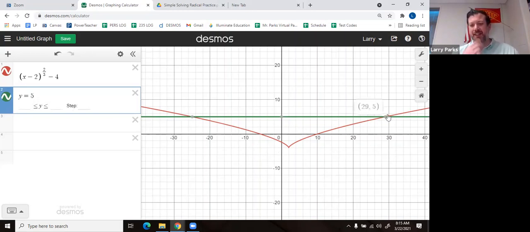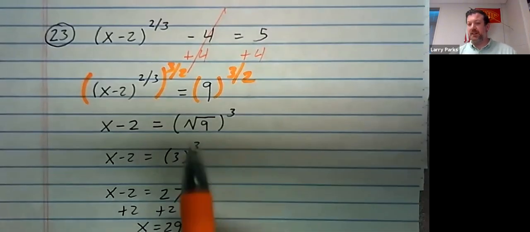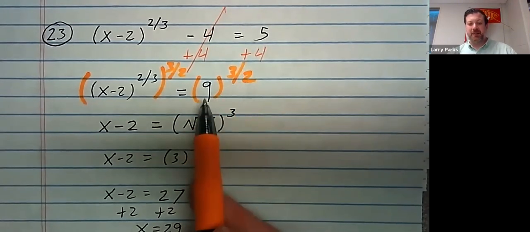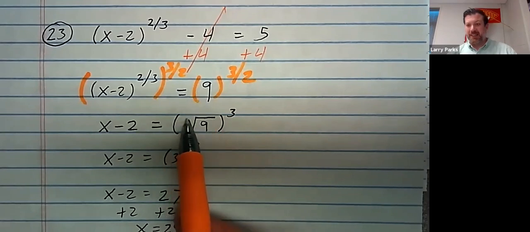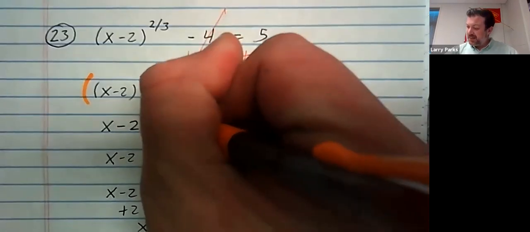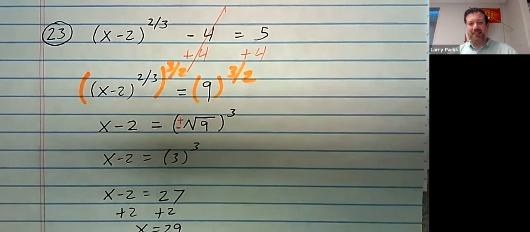Oh, look at that. So there's 29, but there's another solution I missed. I missed negative 25. What did I forget? Let's go see. I know there's 2 answers, negative 25 and 29. Oh, I know what I did. Okay. Anytime you take the square root, you should look at the positive and the negative. I forgot that step.